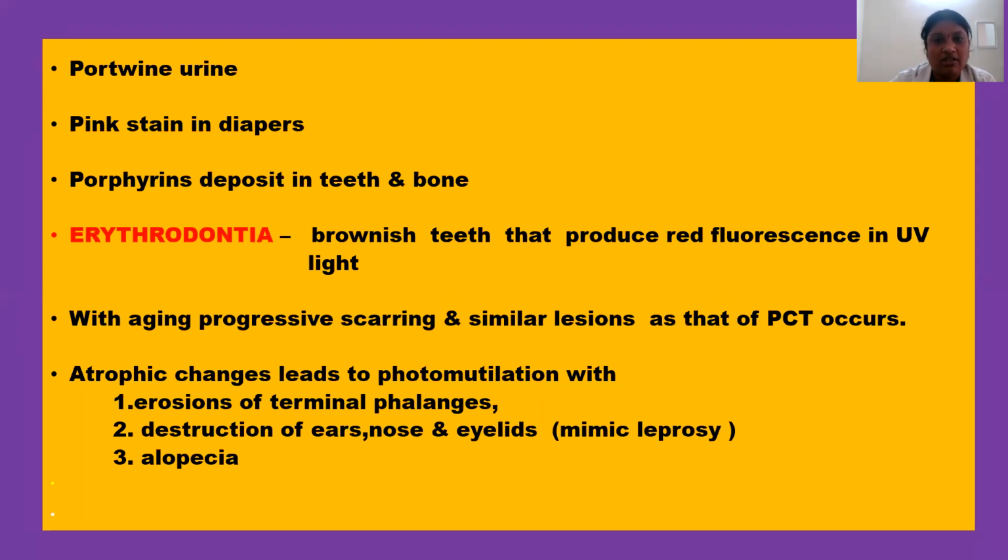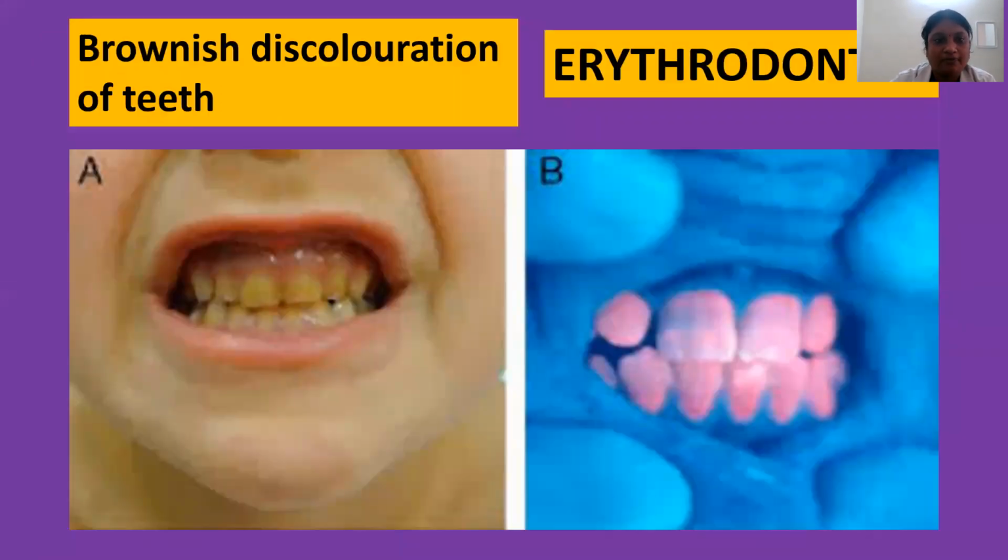in erythrodontia. They are brownish teeth that will produce a red fluorescence in UV light. And with age progressing, scarring and lesions similar to those of PCT will happen. Atrophic changes lead to photomutilation with erosion of terminal phalanges, destruction of ear, nose, and iris that will mimic leprosy, and alopecia. So here you can see brownish discoloration of teeth and erythrodontia, red fluorescence in UV light.